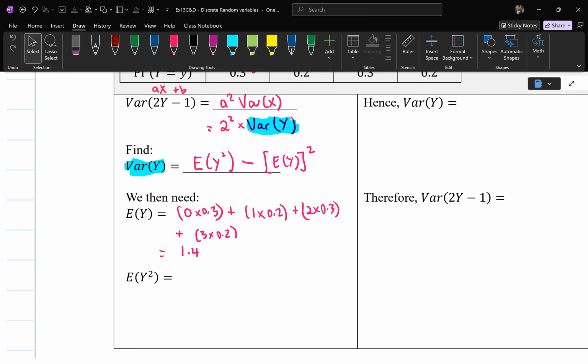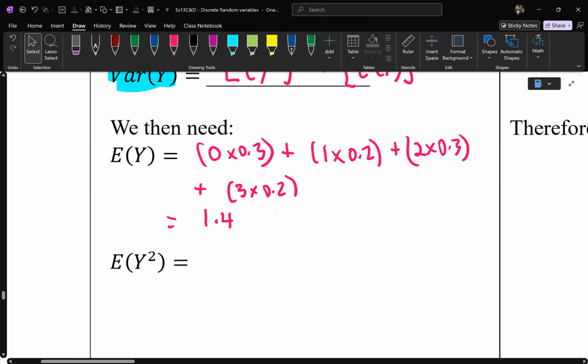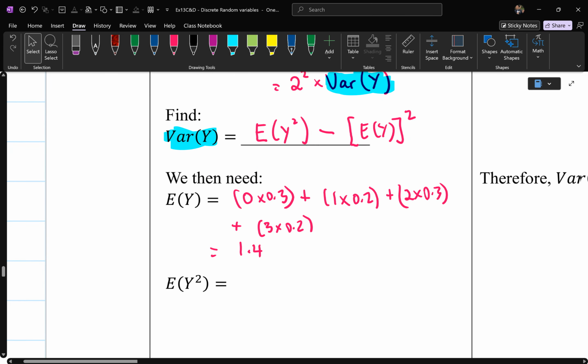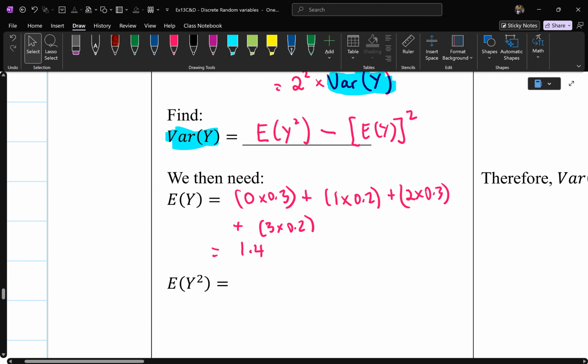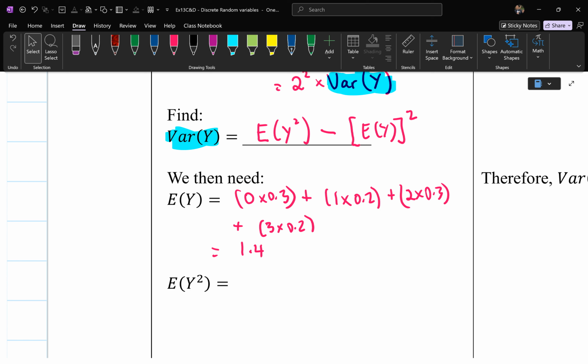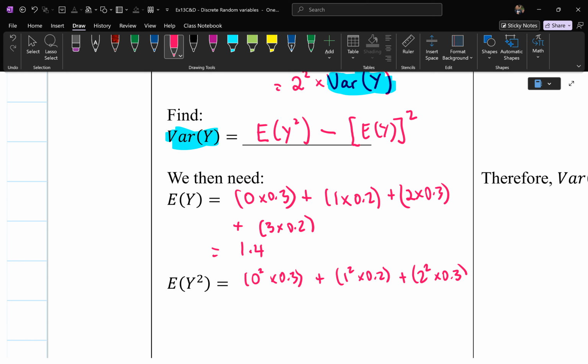Yeah. All right. Now the question is, how do you do E of y squared? A lot of students get scared when they look at that computational formula. We just did this one before. We know how to do that one. So that's just x times the probability, or in this case, y times the probability. This one literally just means square the y's first before you find the average. So that means instead of 0, it's 0 squared times 0.3, plus 1 squared times 0.2, plus 2 squared times 0.3, plus 3 squared times 0.2.